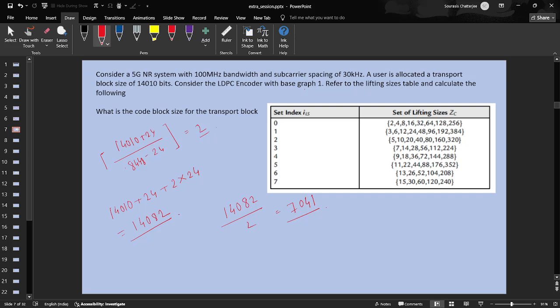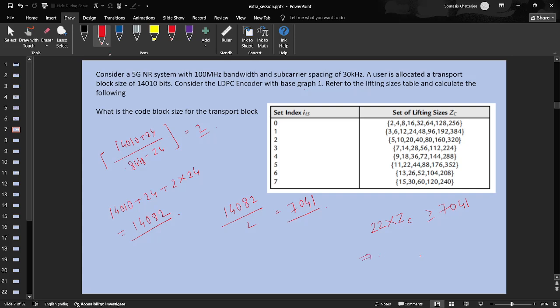Now is that the code block size? No, we need to set it as per the Zc value. 22 times Zc should be my code block size that is fed to the LDPC encoder, and of course it needs to be greater than 7041. Any residual bits should go as filler bits.